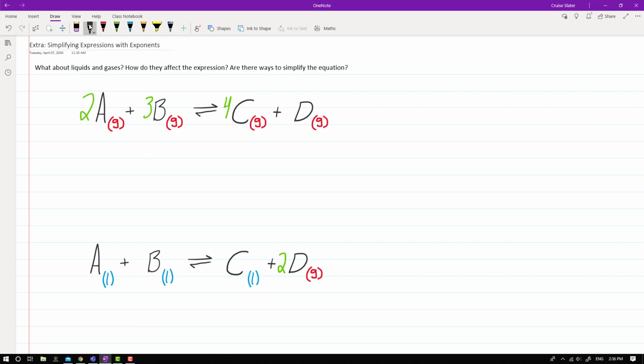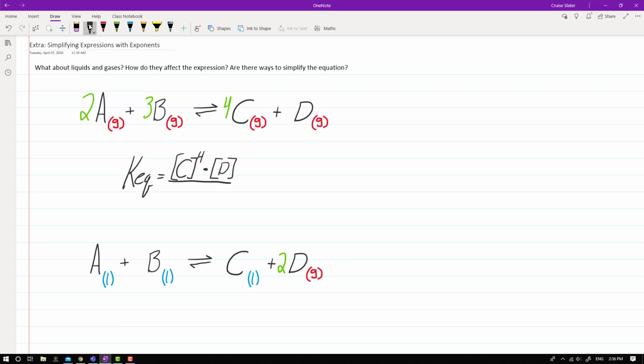So if I took the standard equation of 2A plus 3B is in equilibrium with 4C plus 1D, all in gaseous form, all as gases, I could write an equilibrium expression that looks something like this. KEQ equals, and remember it's products over reactants, so it's the concentration of C raised to the power of 4 multiplied by our concentration of D raised to the power of 1, because our coefficient here is just a 1, and then it's a ratio.